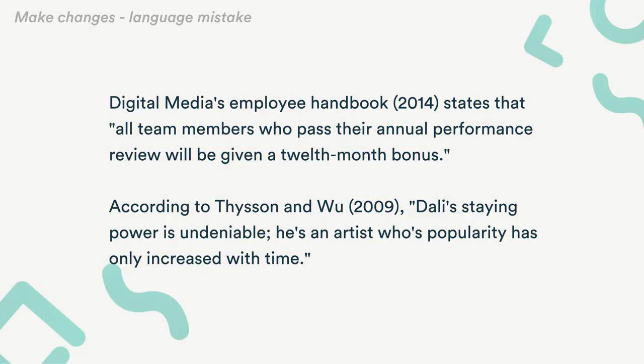If you just so happen to come across a piece of text you want to quote, but it contains some errors, in this scenario, there are spelling and grammatical mistakes, you can note the error by adding square bracket sic after the mistake.